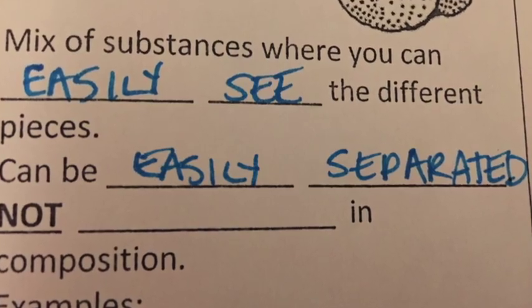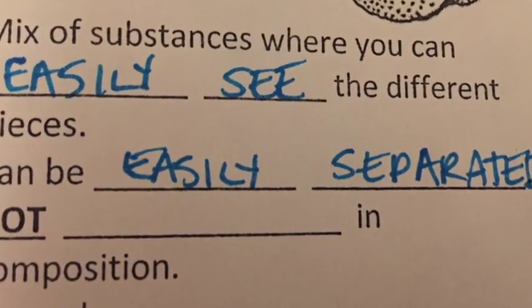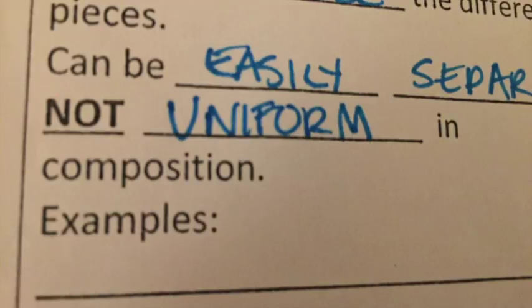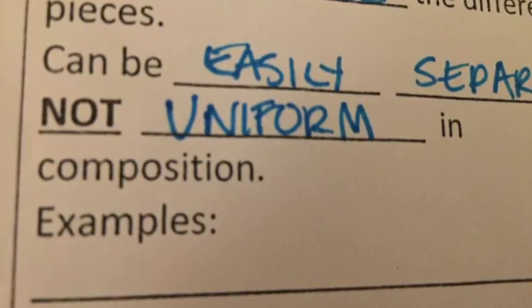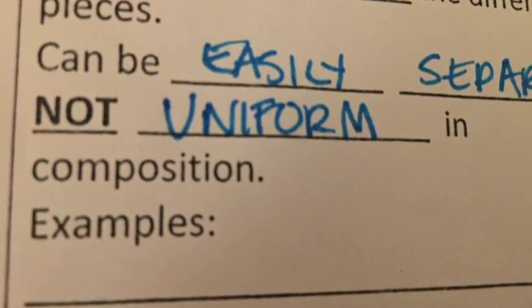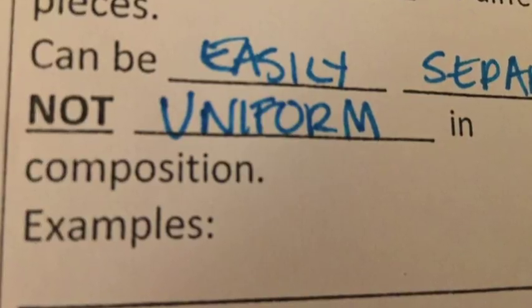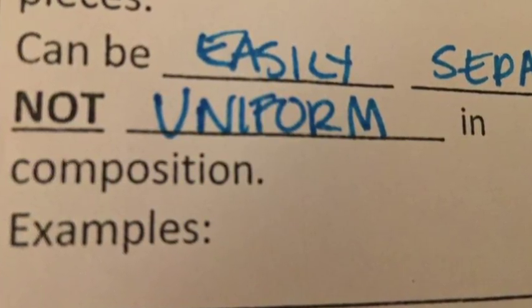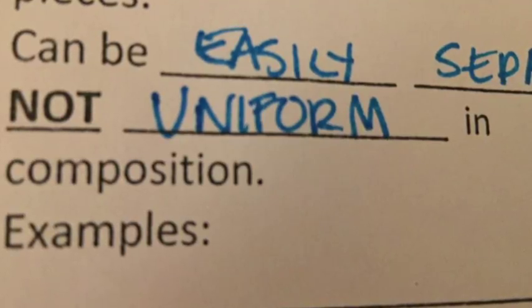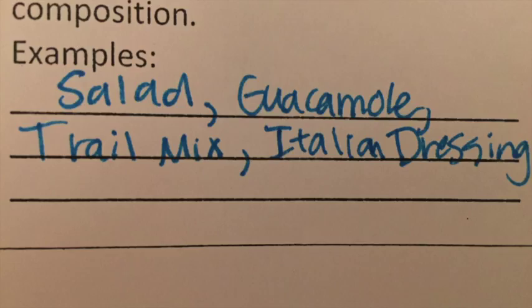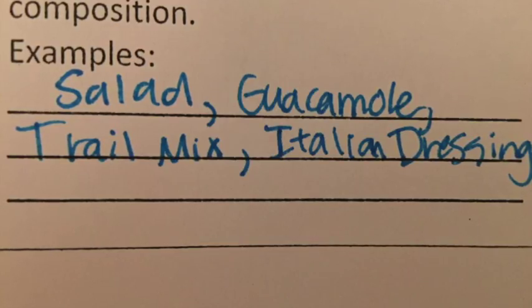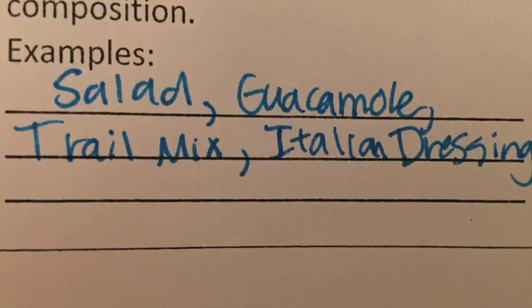A heterogeneous mixture can be easily separated, and it is not uniform in composition. So it is not the same throughout. There's pieces floating around, there are layers that have separated, there are lots of different things as part of the mixture. Some examples are salad, guacamole, trail mix, Italian dressing.